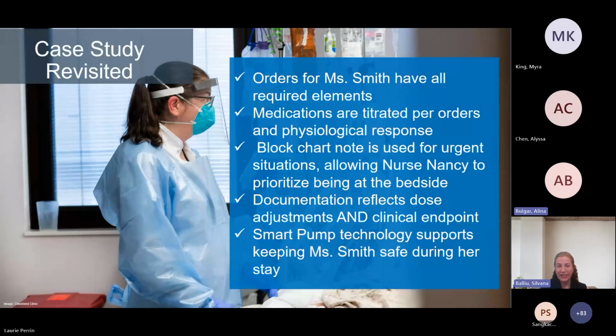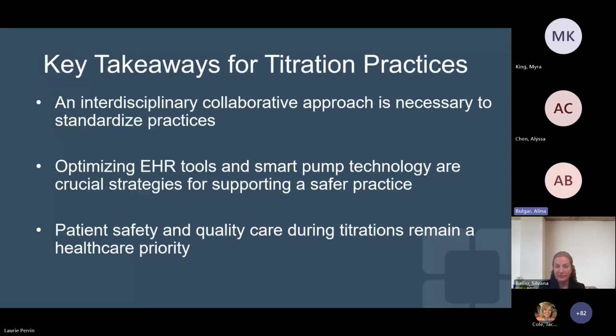So going back to our case study, orders for Ms. Smith have all the required elements. Medications are titrated for orders and physiological response. Block chart note is used for urgent situations, allowing Nurse Nancy to prioritize being at the bedside. Documentation reflects dose adjustment and clinical endpoint. Smart pump technology supports keeping Ms. Smith safe during her stay. Next slide, please.